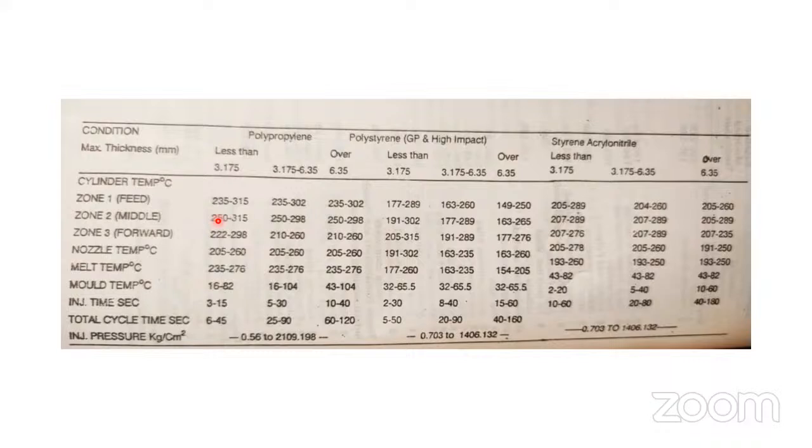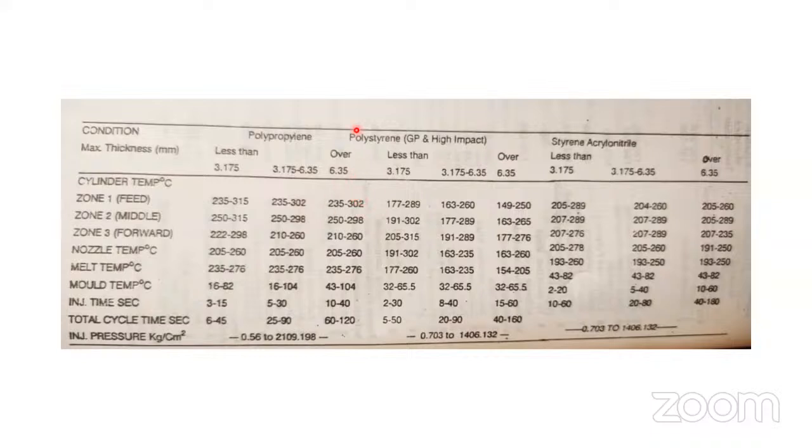Can anybody tell me the melting point of polypropylene? Hello? At what temperature does polypropylene melt? Hello? Am I audible to you, friend? Hello? 185 to 190. Yes, what is the melting point of PP? 185. Yeah, it is 160 to 180. It starts to melt at 160 only. Okay, sir. But see here, what is the melting temperature for zone 1, the feed zone? Very high.